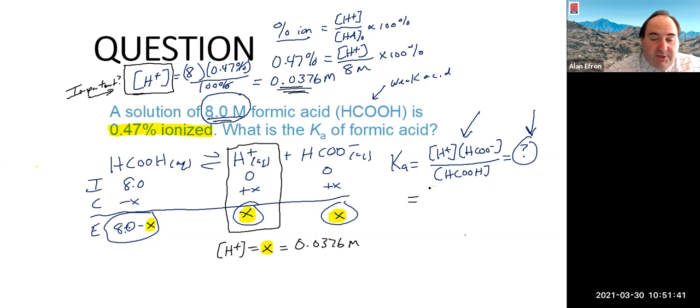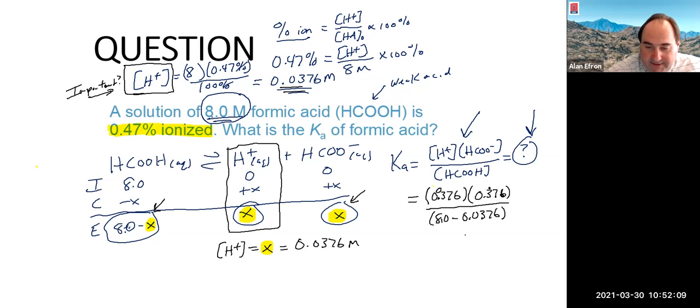Our Ka should be X on top for H plus, which is 0.0376, times our formate, which is also X, 0.0376, divided by our formic acid at equilibrium, which is 8 minus X, which would be 0.0376. I feel like I lost a 0 there on those, so we put a 0 in there.